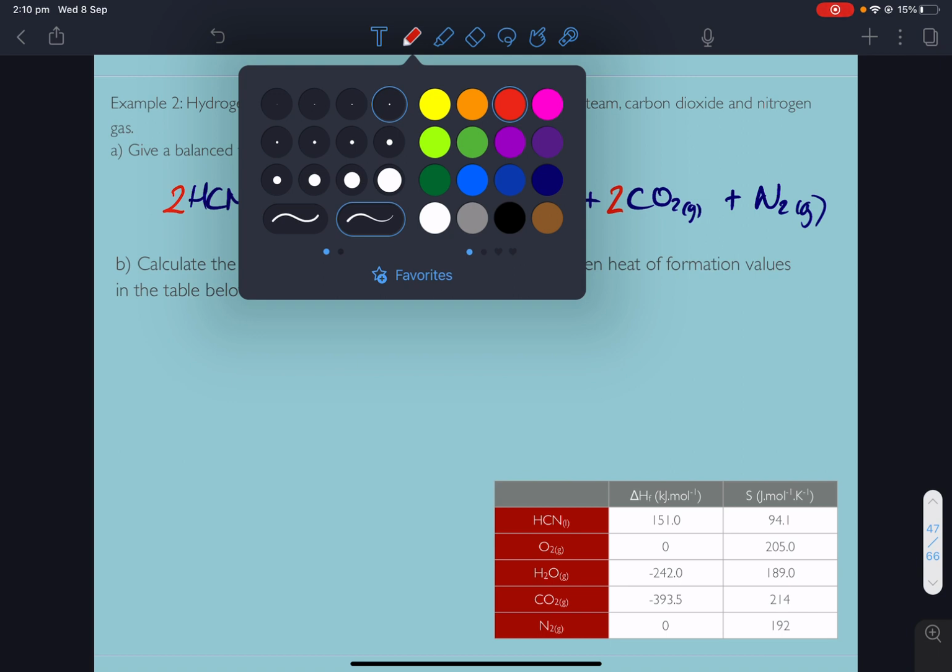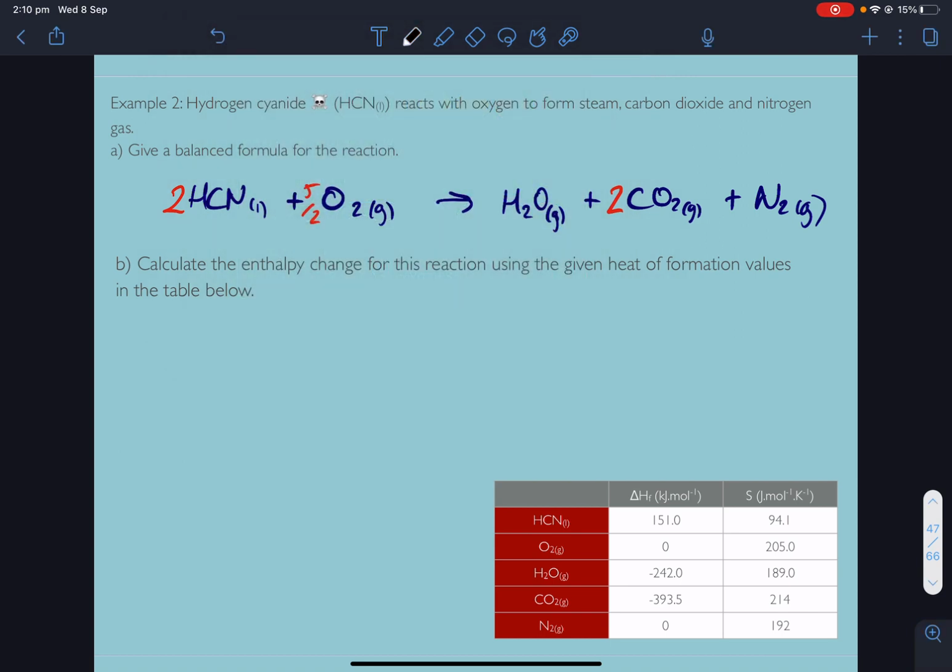Should I just change color and write it over the top? Okay, so 2 becomes 4. Sorry, that becomes 5. That becomes 2. That becomes 4. And that becomes 2.